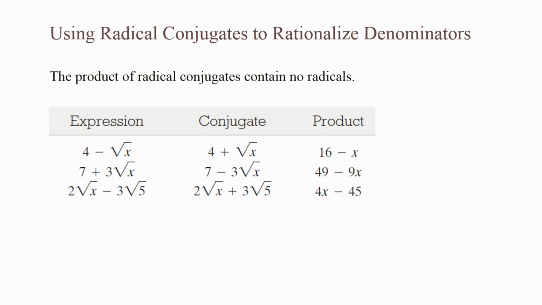If your expression is 7 plus 3 times the square root of x, its conjugate will be 7 minus 3 times the square root of x, and the product will be 49 minus 9x. If your expression is 2 square root of x minus 3 square root of 5, its conjugate will be 2 square root of x plus 3 square root of 5. The product is 4x minus 45.